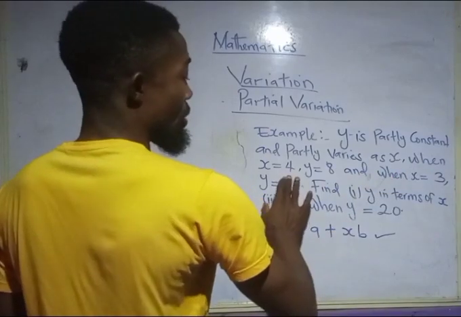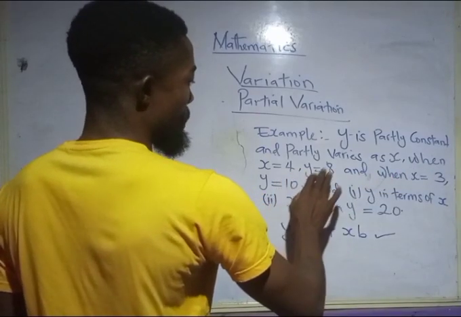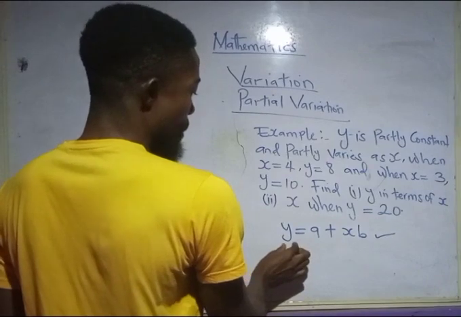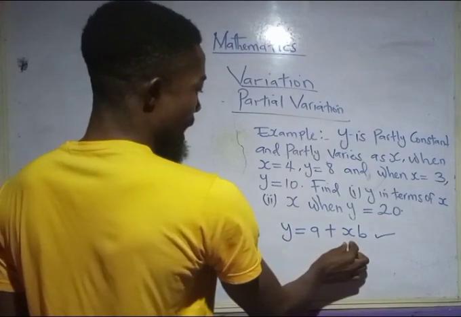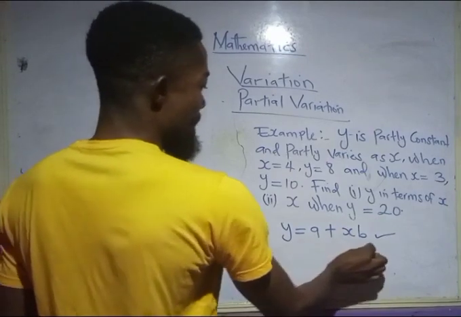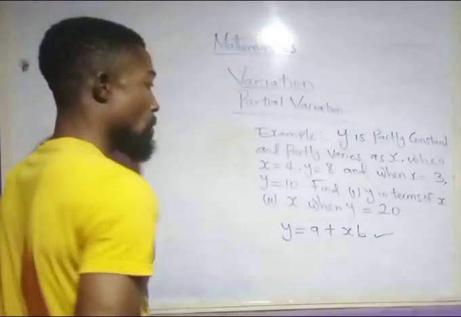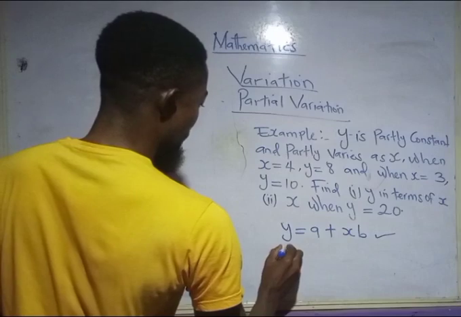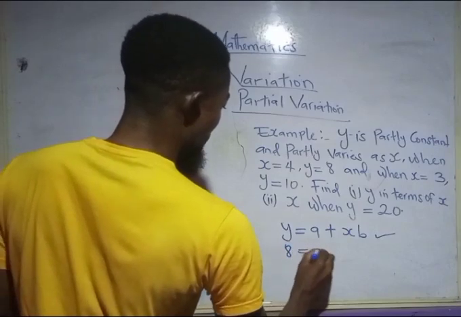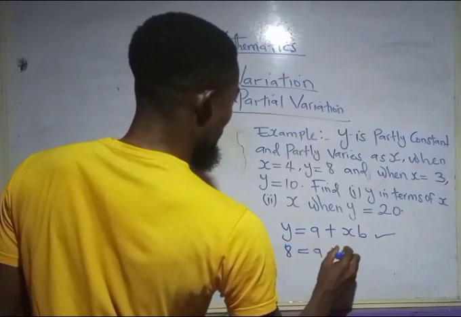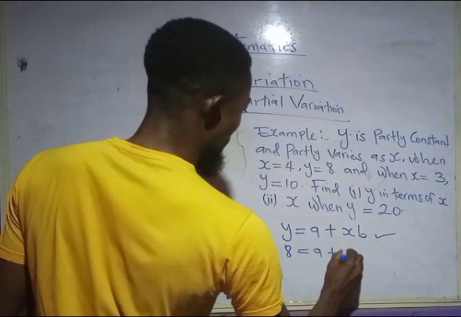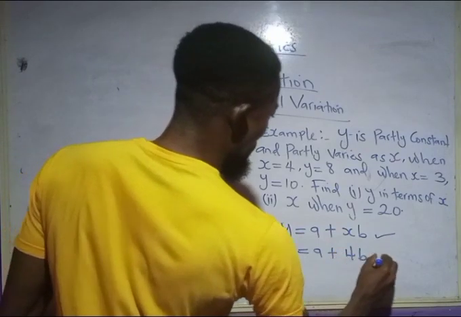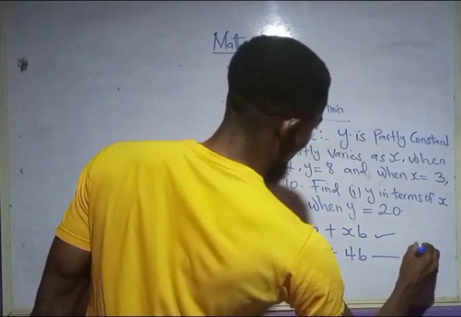Now, let's go into the question properly. When x is equal to 4, y is equal to 8. You have seen where your y is, and where your x is. A and b here are the constant numbers. So when y is equal to 8, our x is equal to 4. We're going to have it this way: 8 is equal to a plus 4b. We can name this one as equation 1.